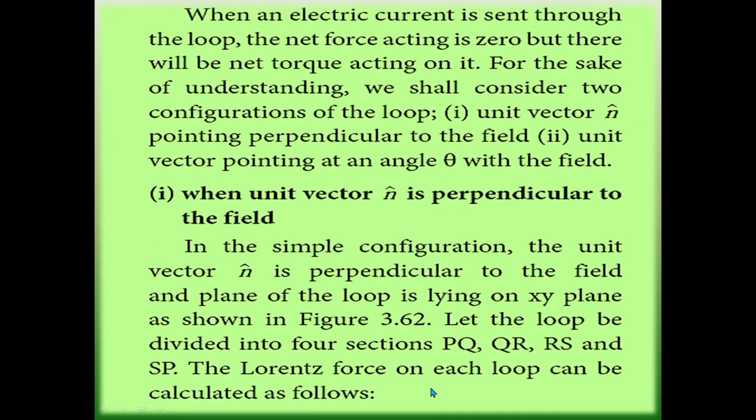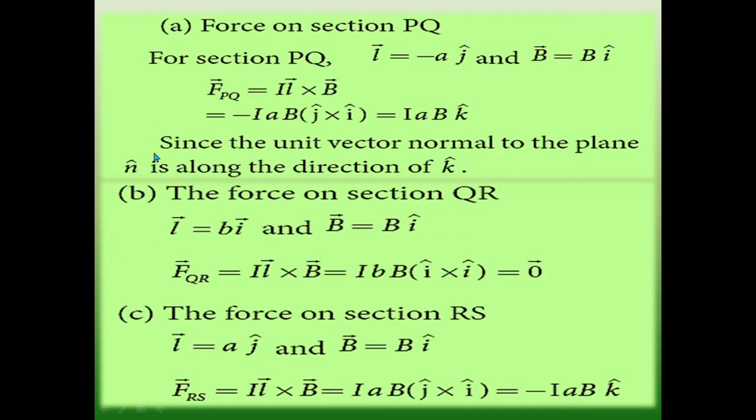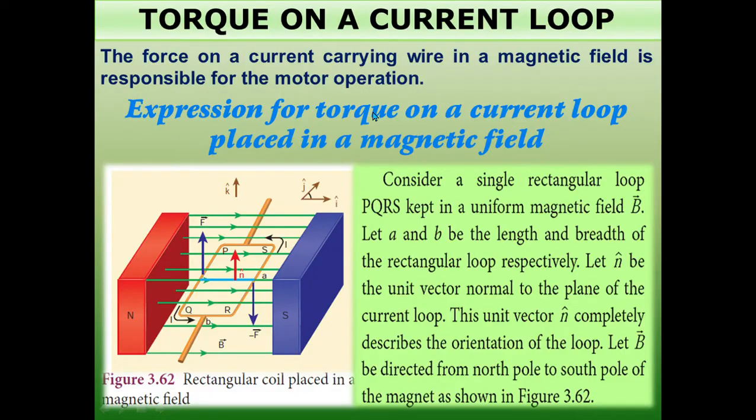F is equal to magnetic field times current times length, BIL. Here, the force on section PQ. First we have to take the side PQ. Force on section PQ: this is the direction. We can only consider this particular part of the loop, the PQ direction.